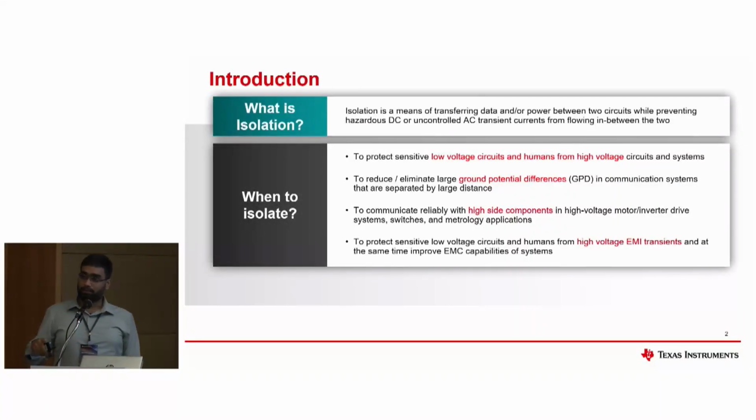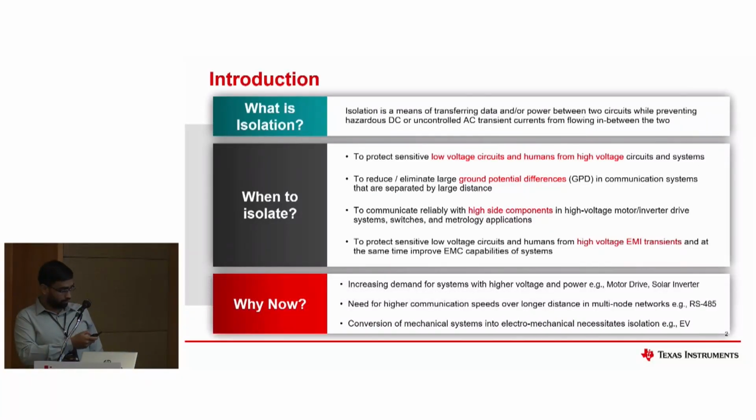When to isolate in the system or the application that you're using? Number one is basic human safety. For example, consider a patient sitting in an ICU, or you driving your car using USB and suddenly lightning strikes. So human safety needs to be of utmost importance in those applications. So the first one here is blocking the low voltage system, high voltage system, and the human interface system.